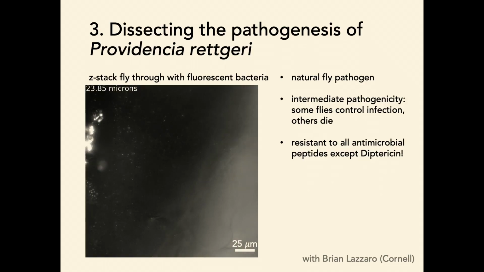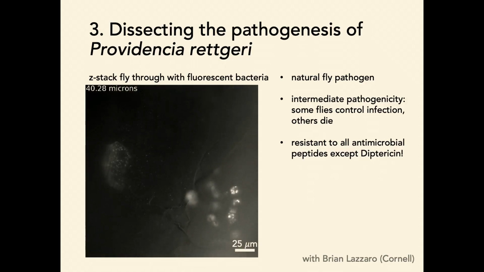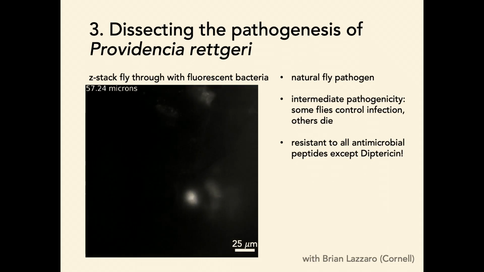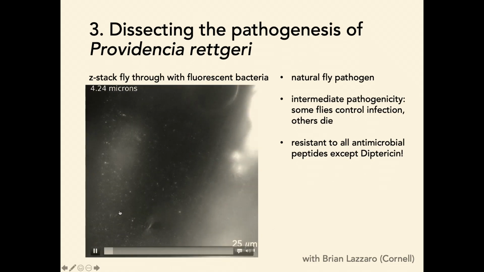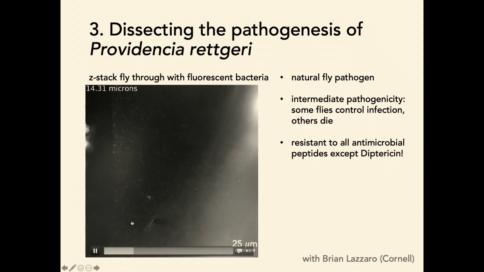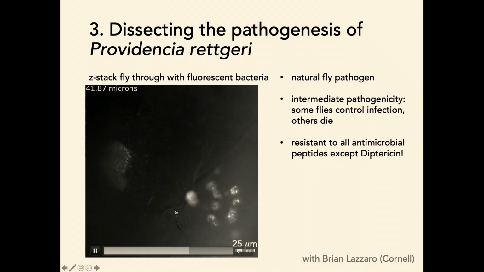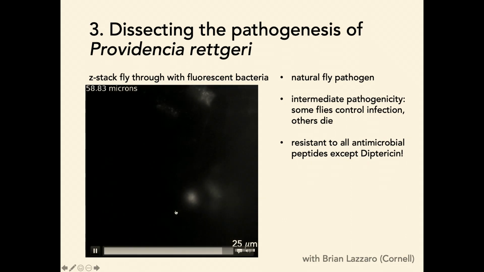And the last thing I'll tell you about is moving beyond just simple non-pathogenic E. coli to a really interesting bug called Providencia rettgeri, which is a natural fly pathogen that was isolated from the wild and then engineered with nice fluorescent tags by my collaborator Brian Lazaro at Cornell. And so here I'm showing you just an animated Z-stack of a single time point showing these bacteria. So the only thing labeled here are bacteria. Maybe you can see single cells flickering because they are quite motile in vivo.